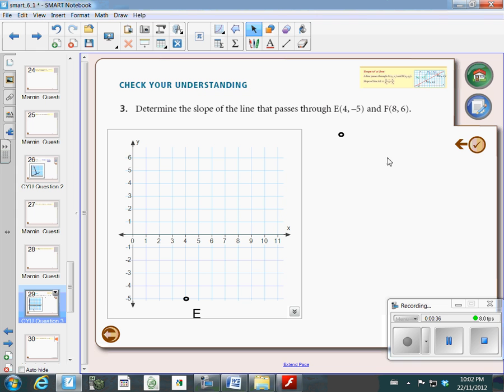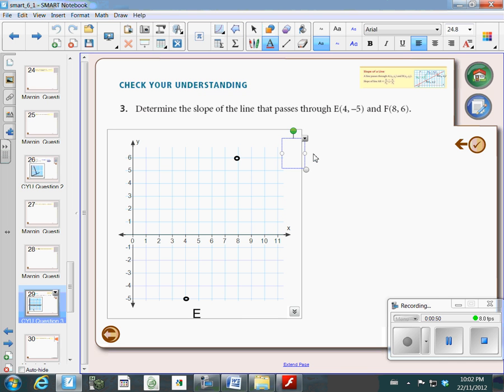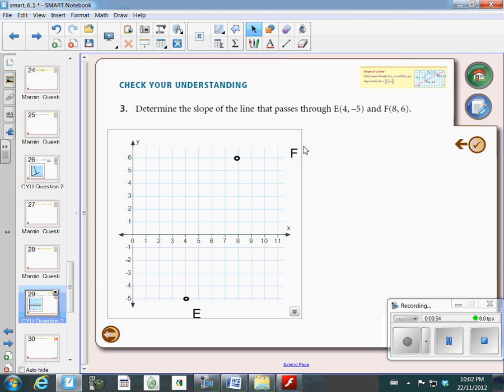Okay, next one. F at 8, 6. 8 for x, 6 for y. Right there. F is 8, 6. F. Okay, let's put that over here. Let's connect those 2 points with a straight line from E to F.